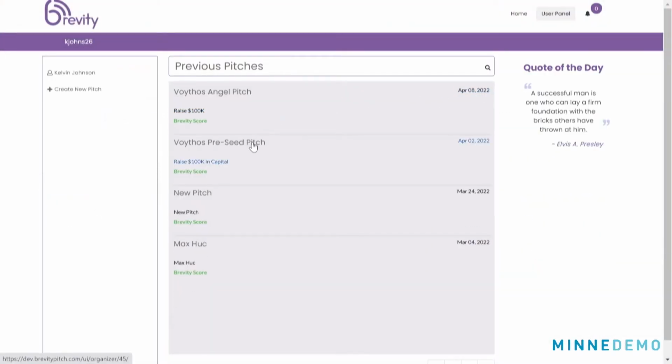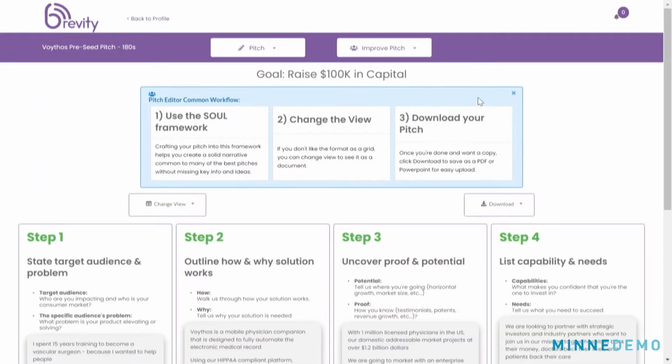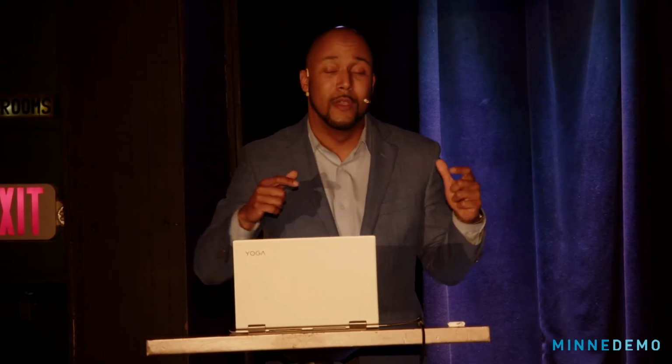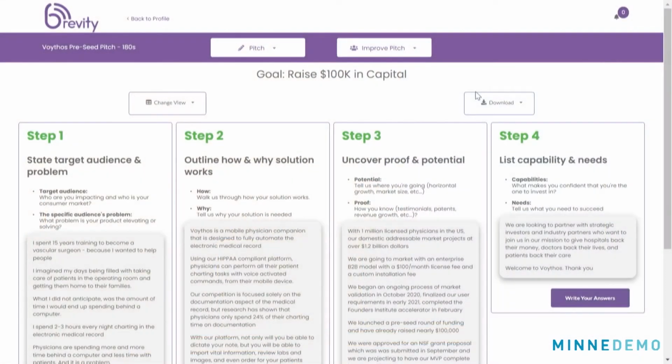So we're going to go to Voithos's pre-seed pitch. And one of the pain points that the VC brought up was missing the core concepts that were needed. So we trademarked a pitch framework called SOUL. The best pitches and presentations have SOUL, not only from an emotion perspective, but also the core concepts your audience must know in the right order. The S stands for state the target audience and problem. The O stands for outlining how and why your solution works. The U is getting into uncovering that proof and potential, and the L is about listing capabilities and needs.